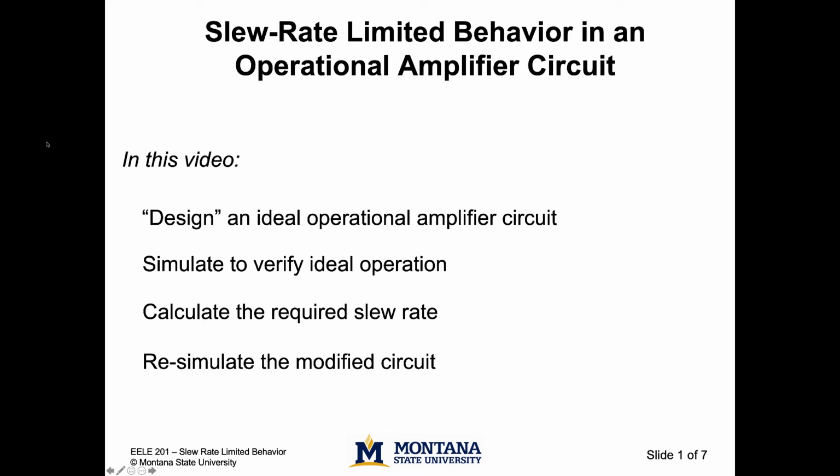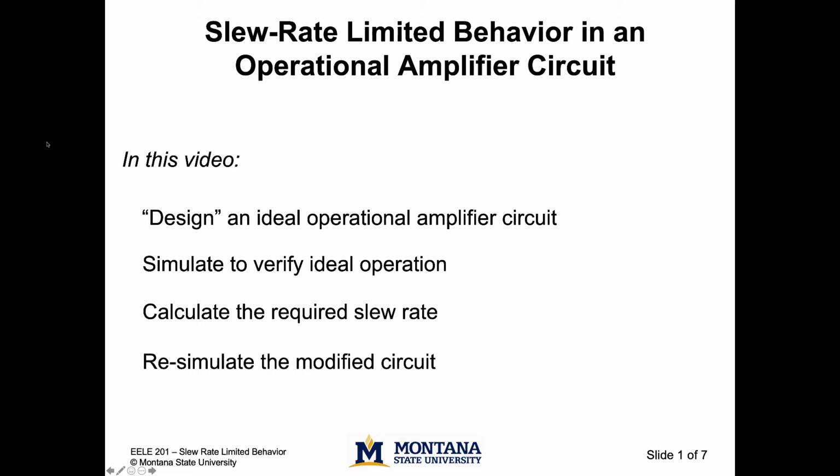Now we're going to find out that it doesn't, that there is some problem that we have to try to understand. And to do that, we'll calculate the required slew rate of the operational amplifier in that given circuit. We'll then uncover some options that we could take to fix the circuit so that it will operate as we expect. We'll make a change and then resimulate that modified circuit and show that it does in fact operate as we would expect.